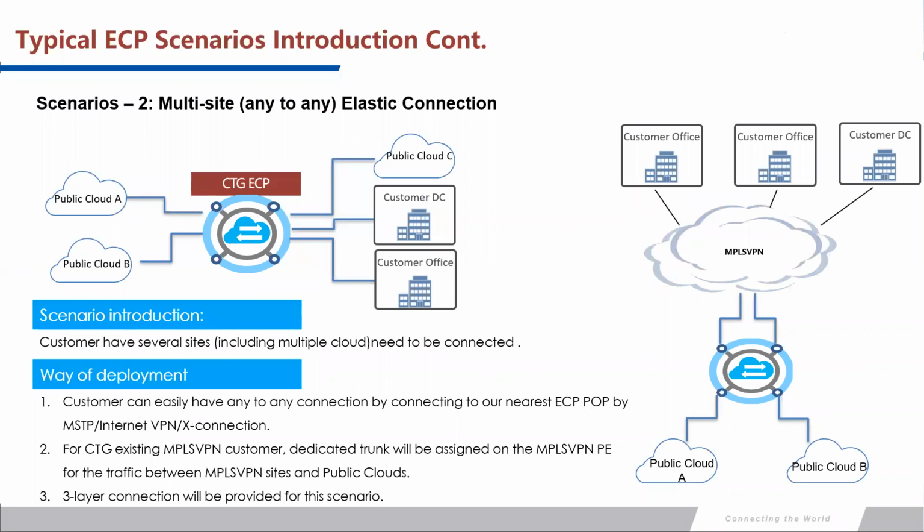The second scenario is the multiple-site scenario. It is integrated with MPLS networks. If the customer is an existing China Telecom MPLS customer, then we can use MPLS plus ECP to extend the customer to the cloud. If customers do not have CT's MPLS network, that's fine. You can use your existing MPLS plus our ECP products, and we can help you connect to different kinds of clouds. For multiple sites, any to any, our ECP is very strong.